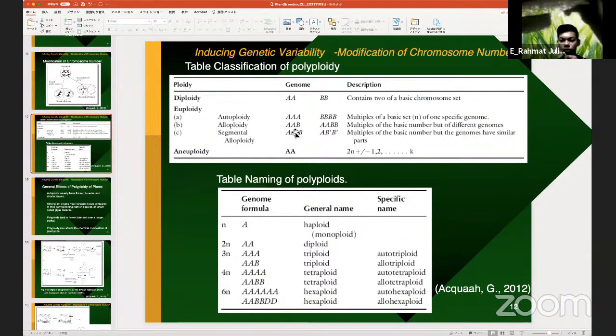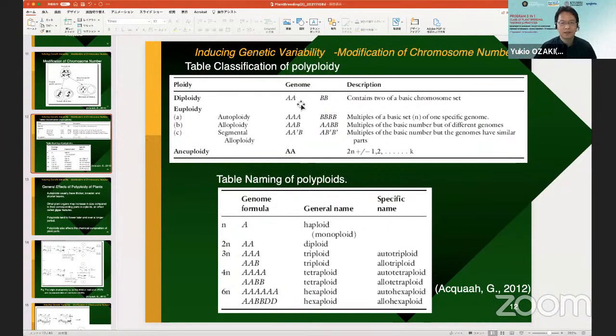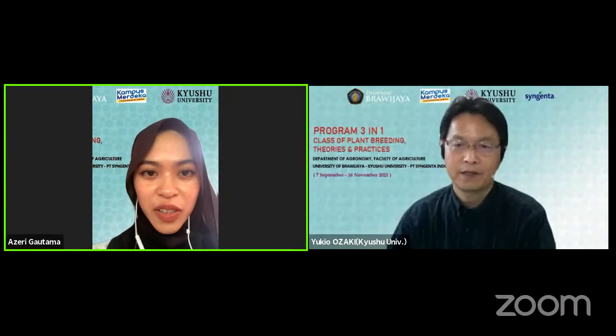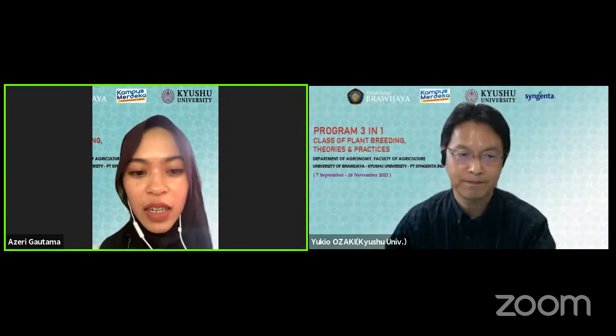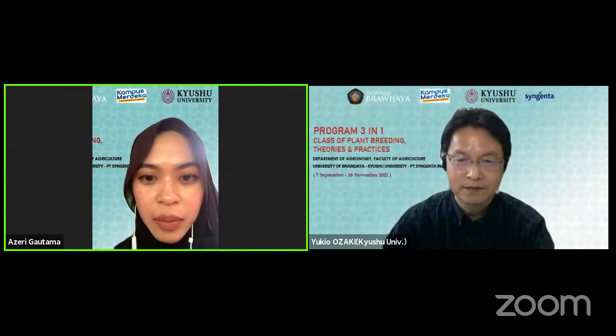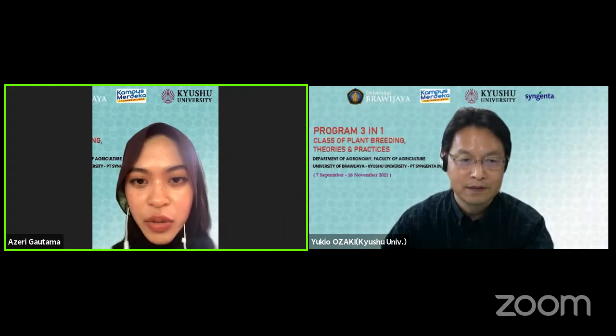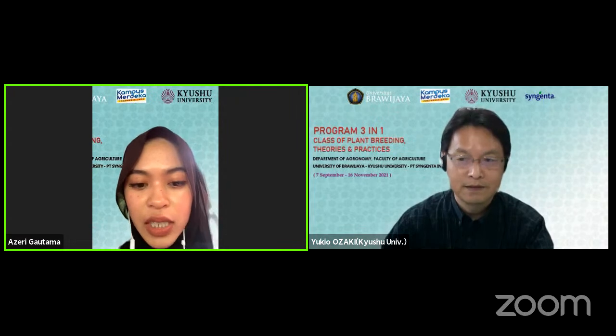Okay, sir. Thank you for the explanation. Yes. Then when the plants of large A are used for chromosome doubling, the large A genomic constitution will be obtained. And this is an example of autoploidy. Okay, thank you, Professor Yukio Ozaki, for the explanations. Is there any other questions? Please, the audience, raise your hands or write your questions in the chat box.